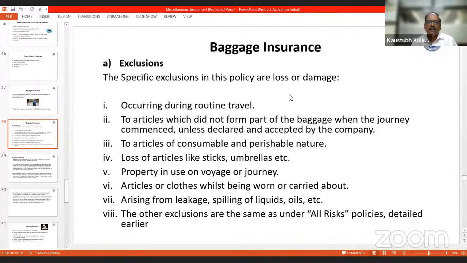Number six is articles or clothes whilst being worn or carried. Those are excluded because that is not part of the baggage insurance. Damage arising from leakage or spilling of liquids, oils, etc., is not covered under baggage insurance. The other exclusions are the same as under all risk policies.